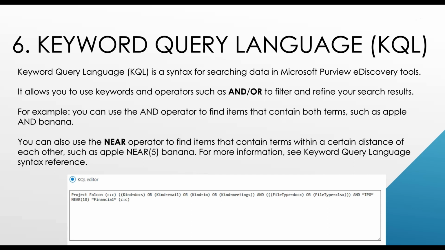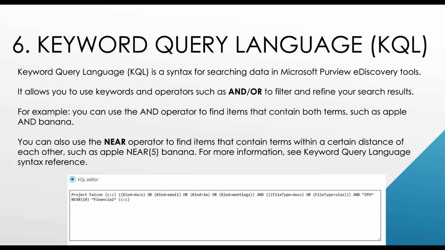Then we have an AND. So we're looking for all of the above and anything that has a file type or file extension of docx or xlsx, so Excel spreadsheets, and contains the word IPO near financial. Okay, so we're looking for a whole ream of stuff, but more importantly, we've really narrowed it down to ensure that we're looking for specific things. And we're using the KQL editor to do that.